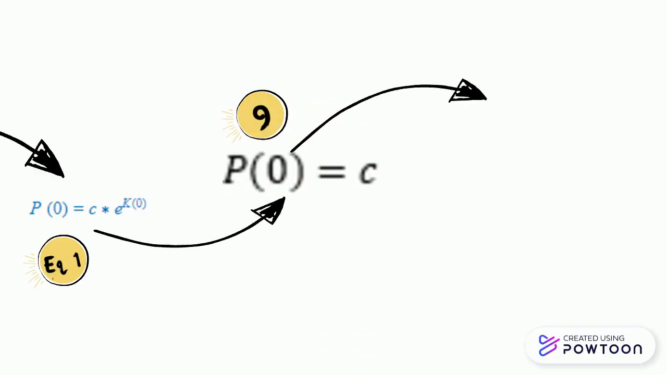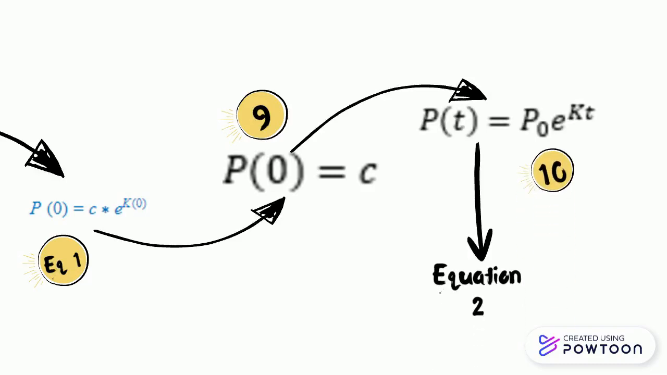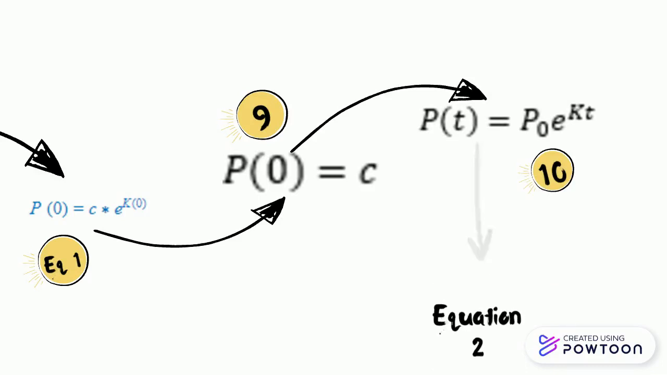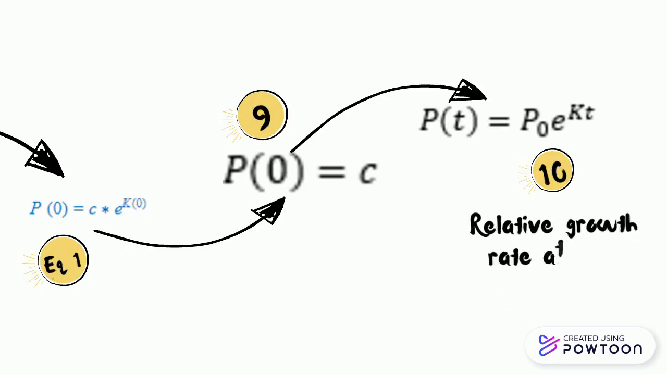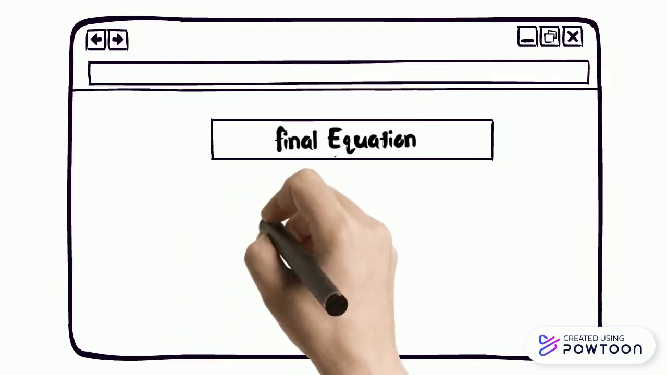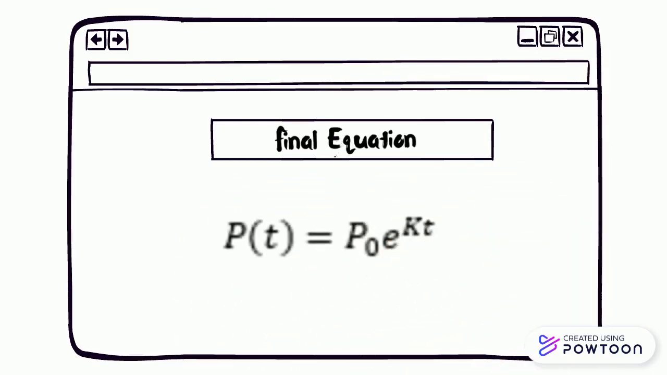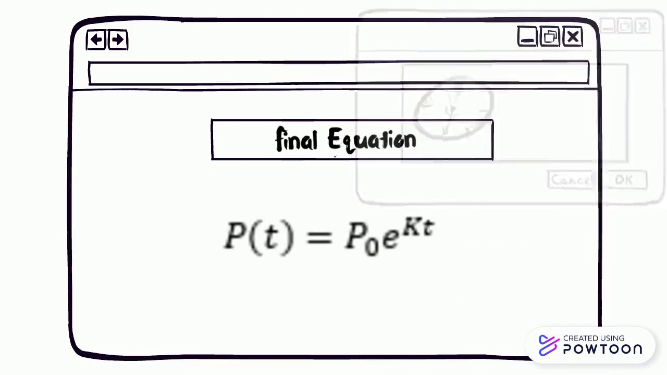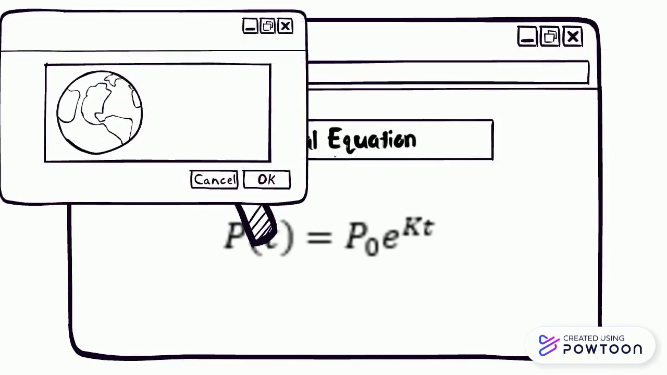Now we put all this into the first equation and we get that the population is equal to the initial population P0 multiplied by e raised to k times t, which are the relative growth rate and time. Now we can use this formula to determine the size of a population at a specific time or predict the size of the population by replacing t with different values.